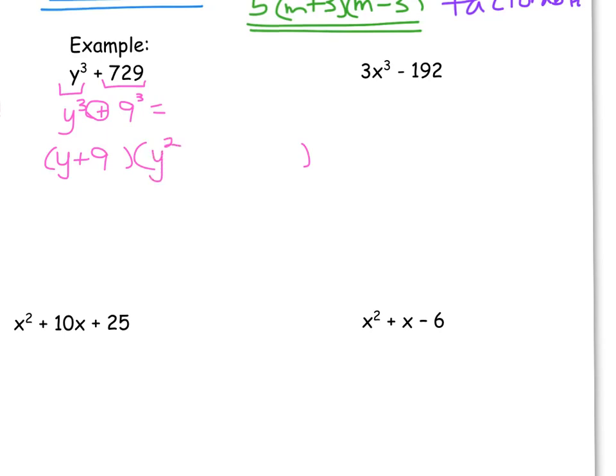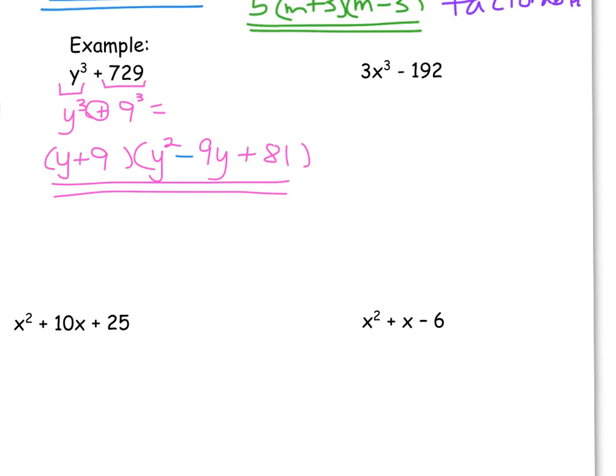Now the definition then makes us go to minus for that second part. And then we multiply the terms together. Y times 9 is 9y. And then it sticks to plus, and we take that second term, which is 9, and square it, and we get 81. That little parenthesis and that big parenthesis are the factored form for y cubed plus 729.